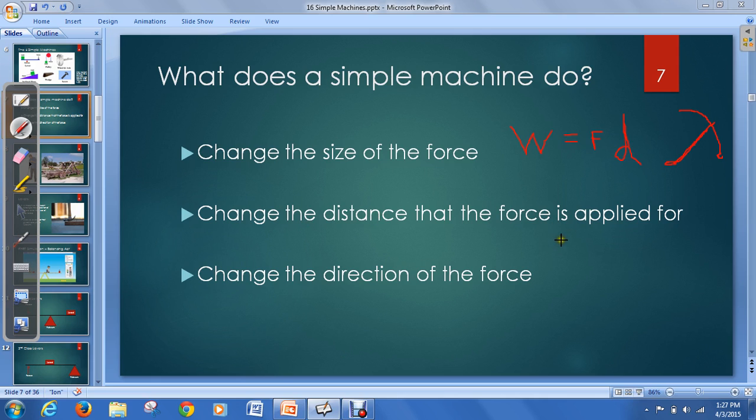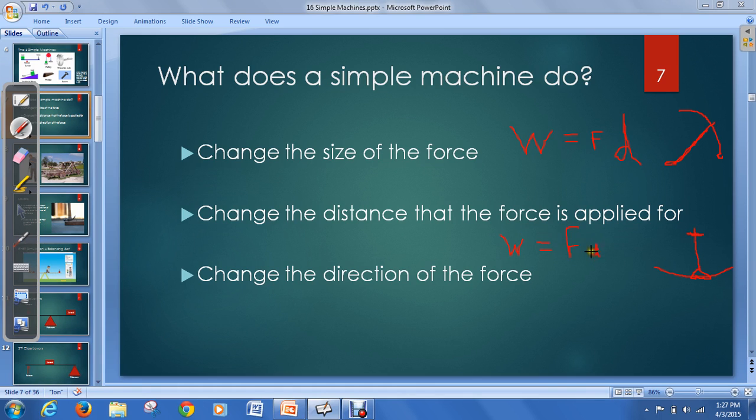Another thing a simple machine can do is change the distance that the force is applied for. Think of a broom, for example. You want the broom to move back and forth a large distance, but you don't want to move that much. You want to move just a little bit of distance up here. So you apply a much larger force on the handle, but only for a very small distance.